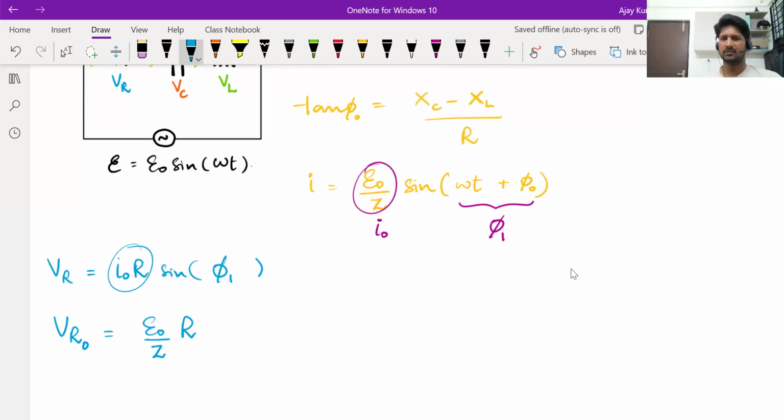Tell me, for the sine function, how much is the RMS value? Sine or sine square, sir? For the sine function itself, how much is the RMS value? 0. RMS, why will it be 0? Root of mean of square. Average is 0.